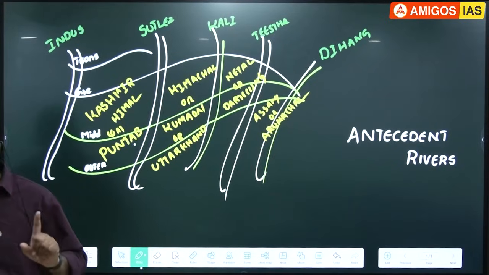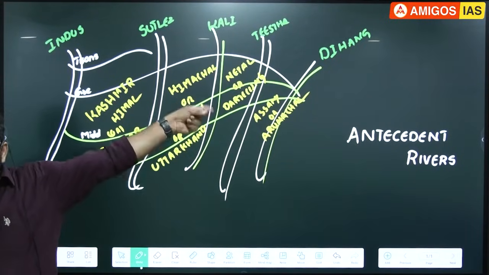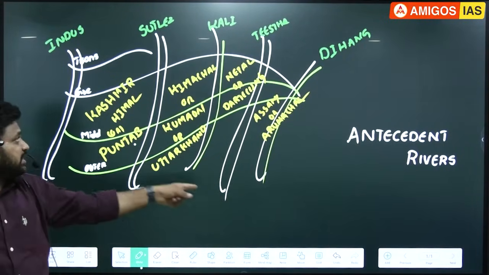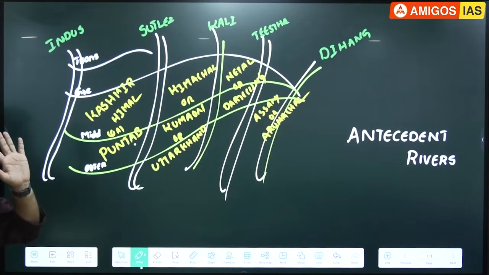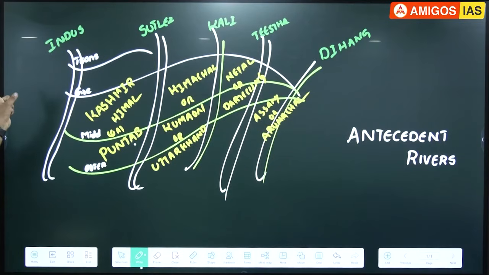So who is differentiating all the Himalayas? There are certain rivers. What do we call those particular rivers? Antecedent rivers. How many antecedent rivers are there? 5 antecedent rivers. What are those antecedent rivers? What is the first one? Indus, Sutlej, Kali, Teesta, Dihang.